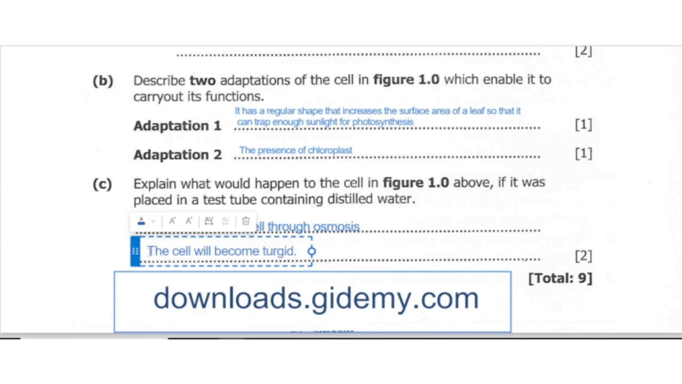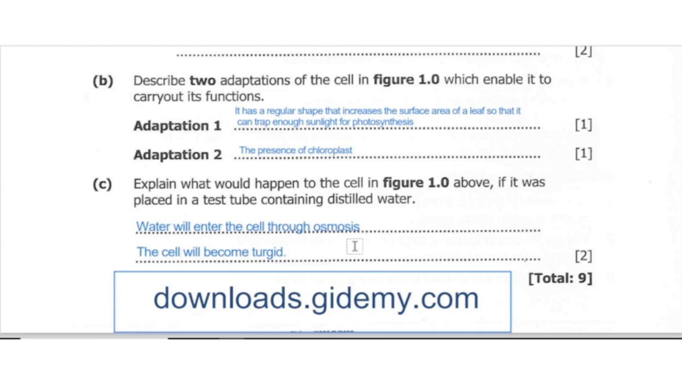This is when this happens and the cell is inside the plant. That means even the plant will become firm. It will stand still because it has got a lot of water, so it will become turgid. This usually happens if it's in the plant, and that's why we see plants standing on their own, big and firm. They can stand the pressure of the wind because the cells inside them are turgid.